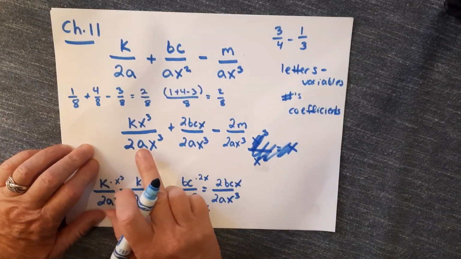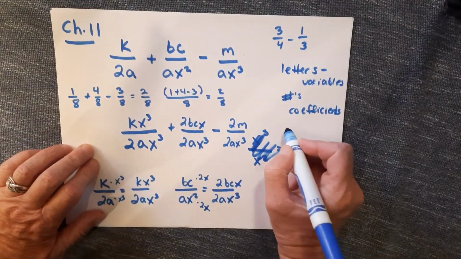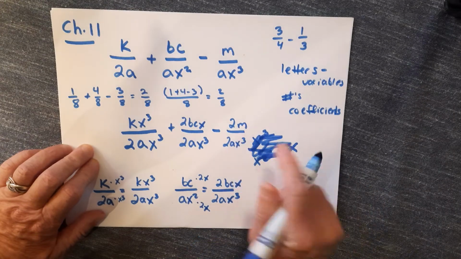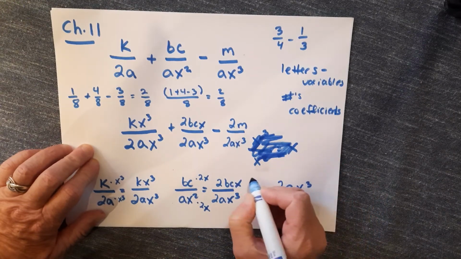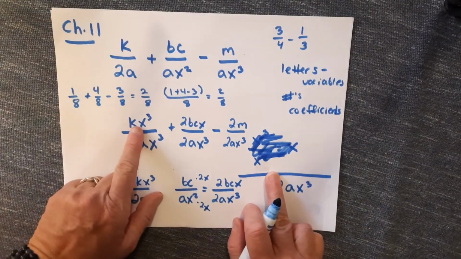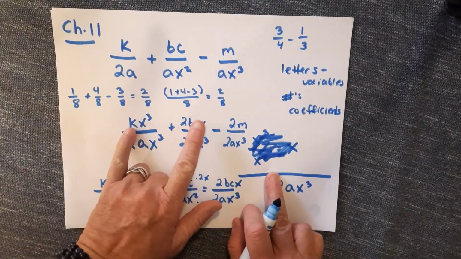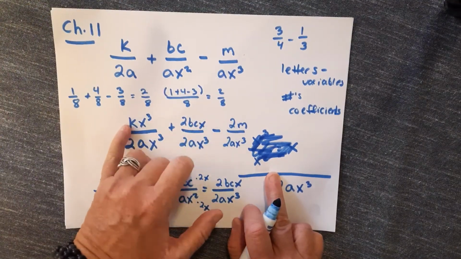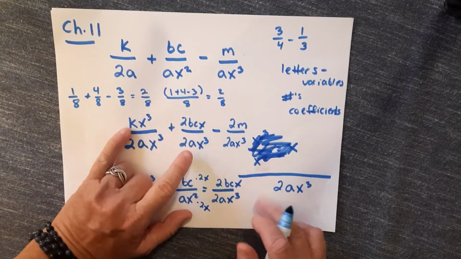We are going to notice that these denominators are all the same. So our answer is going to have 2ax cubed as the denominator. Now, what do we do with the numerators? We have to add kx squared plus 2bcx. Remember, these are not like terms. It's like apples and bananas. We cannot add them together, so we have to keep them separate.